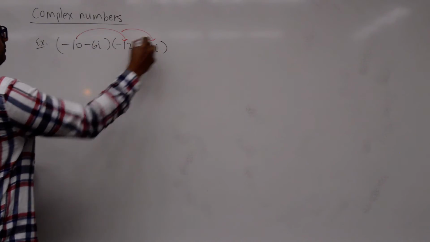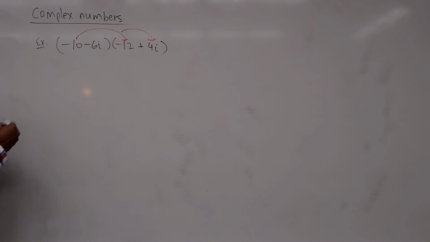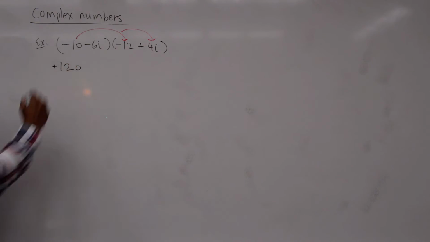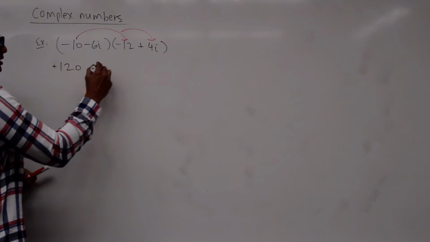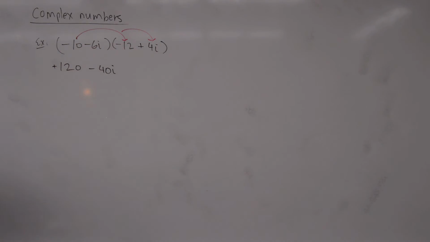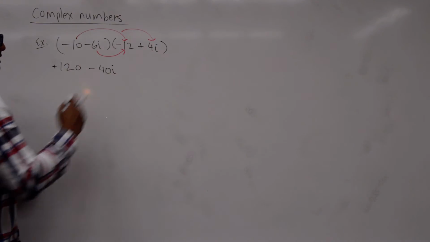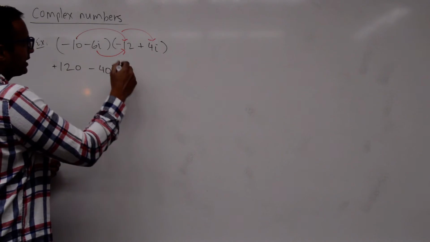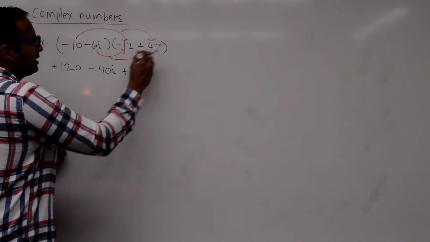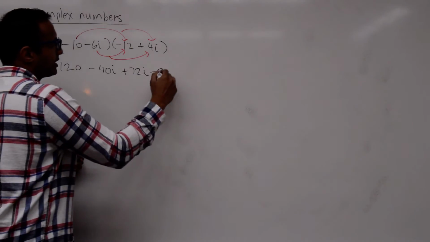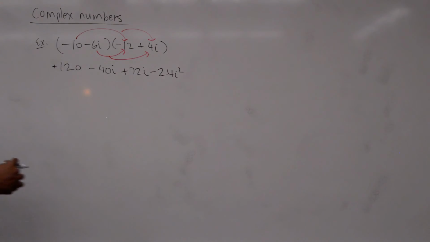Okay, so let's FOIL this. We have negative 10 times negative 12, that's positive 120. We have negative 10 times 4i, that's going to be negative 40i. Then you have negative 6i times negative 12. Negative times negative is positive 72i. And you have negative 6i times a positive 4i, which is a negative 24i squared.